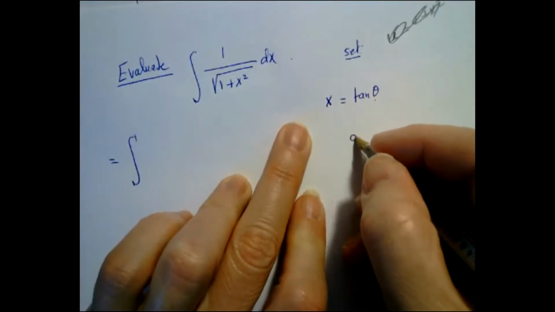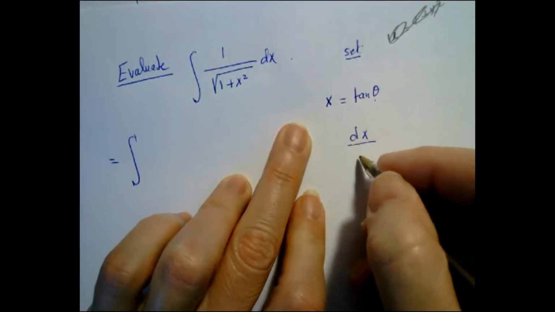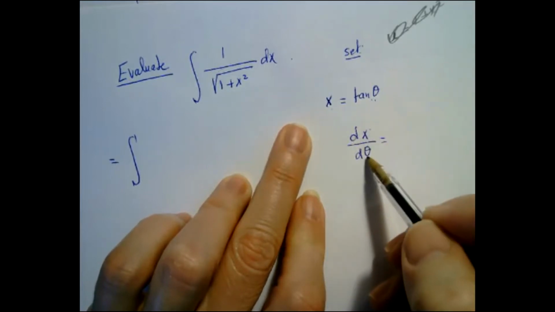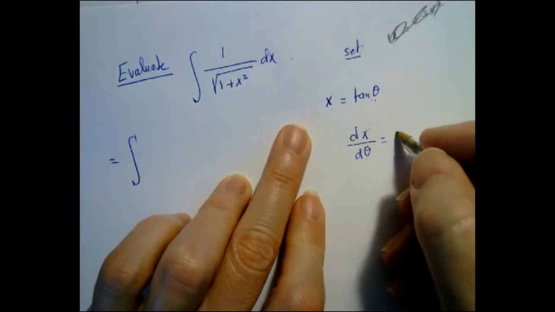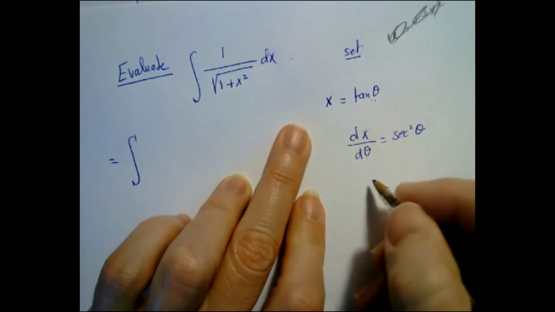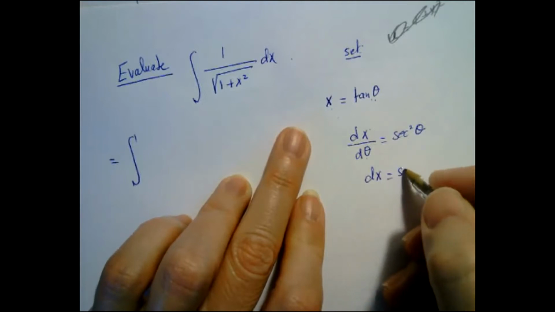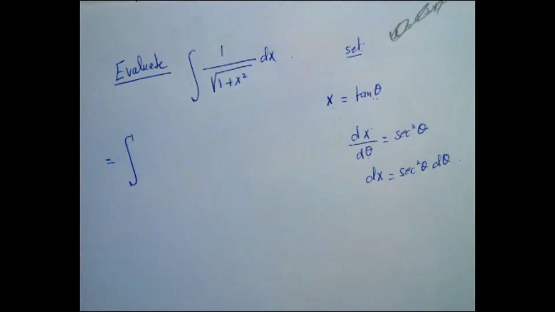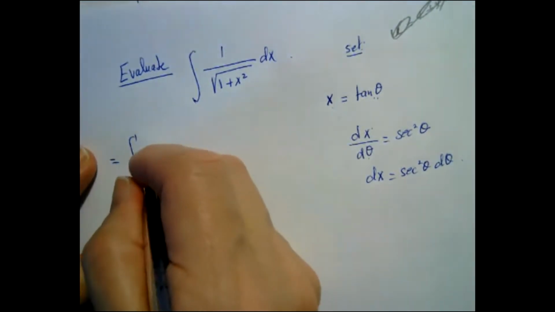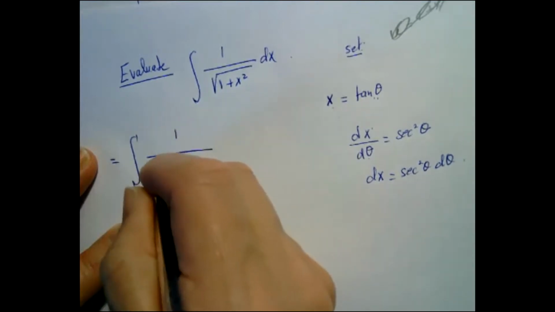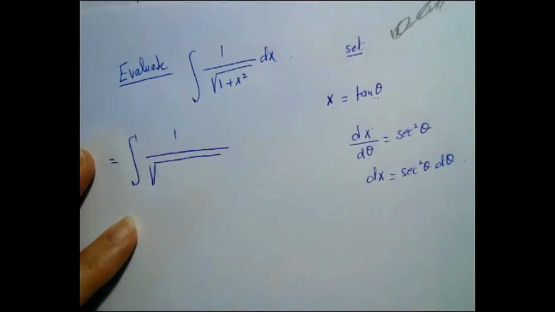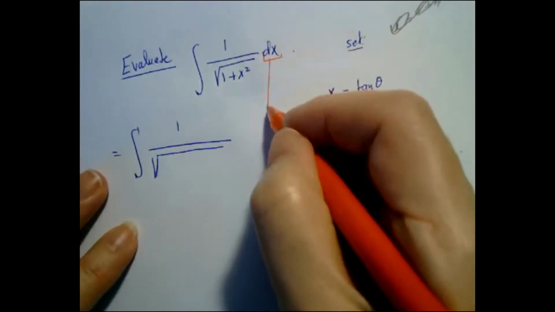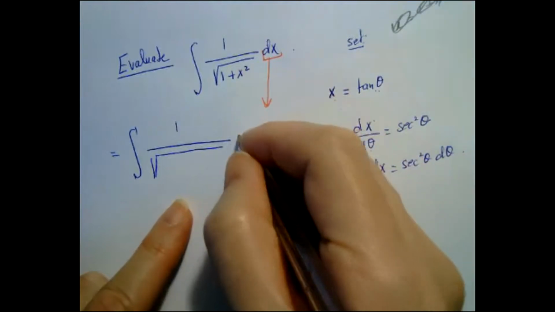Once we find x, we find dx. Here x is a function of theta, so I need to find dx d theta, which is secant squared theta. It means dx is secant squared theta d theta. So now the regular substitution: I'm going to substitute everything verbatim in terms of theta. The dx will become secant squared theta d theta.